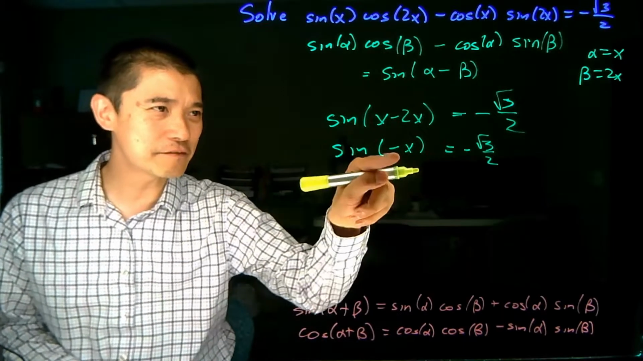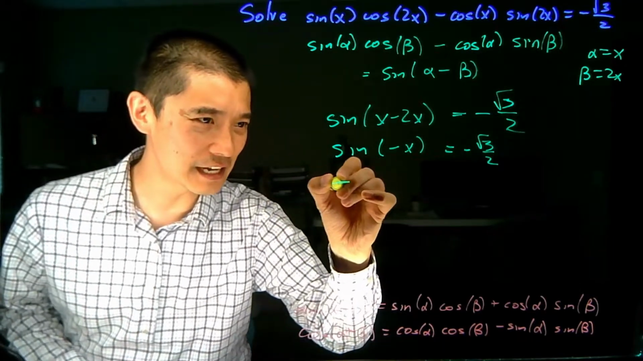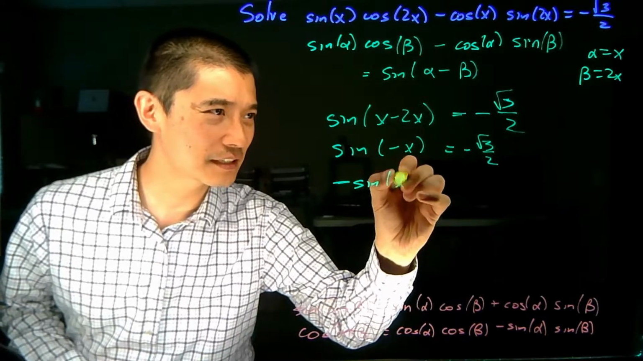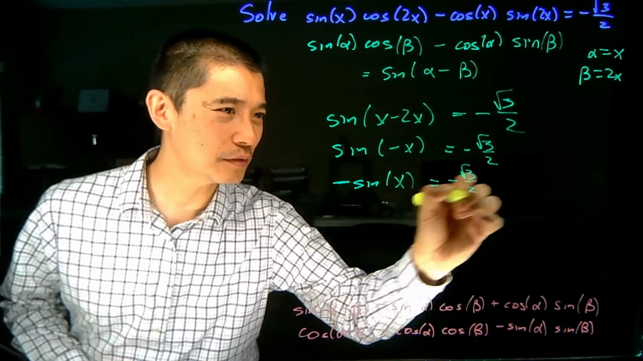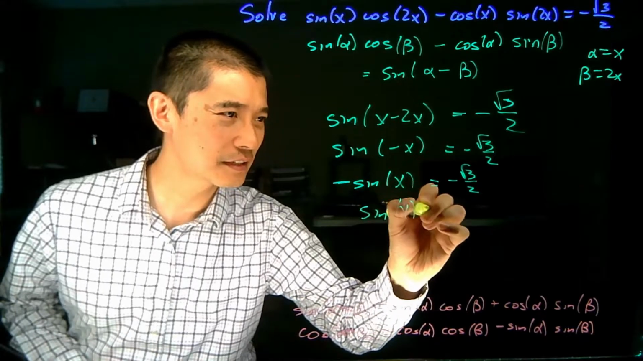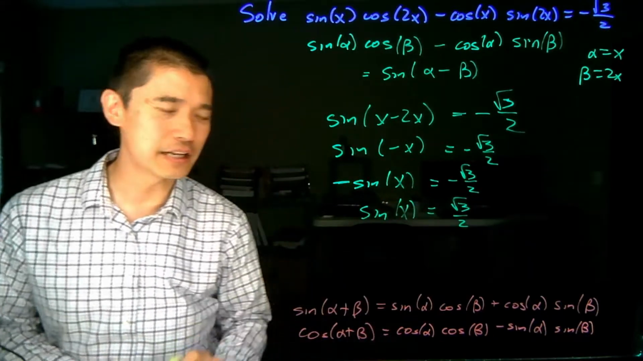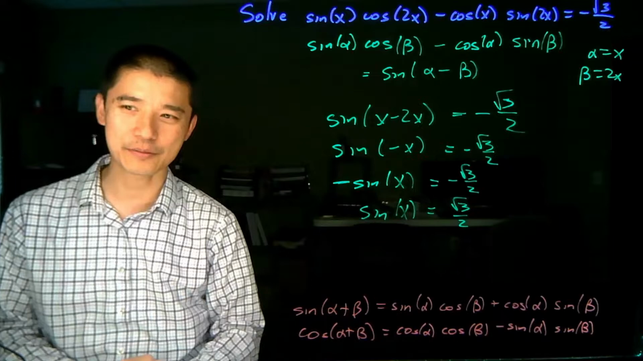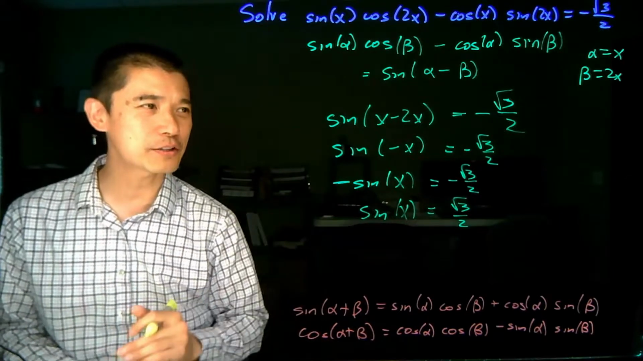Well, sine is an odd function, so the negative sign factors out. Negative sine of x equals negative root 3 over 2. So sine of x is square root of 3 over 2. And now we're getting somewhere. Now we've got this down to a very simple trigonometric equation. We know how to solve this.